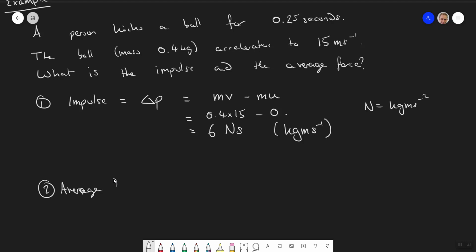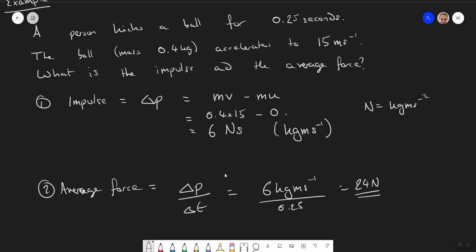Average force is equal to delta p over delta t. So we've got essentially our impulse divided by the time that we've applied that for. So we've got 6 kilogram meters per second over 0.25, and we get 24 newtons.